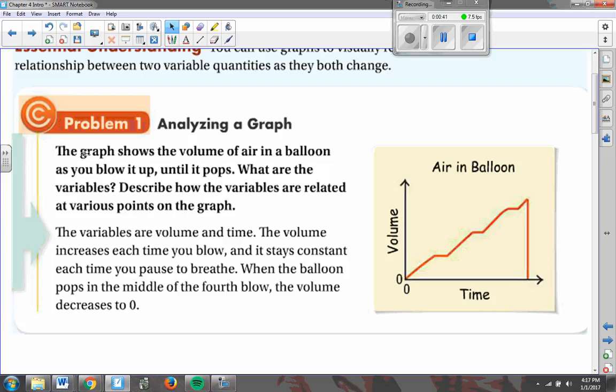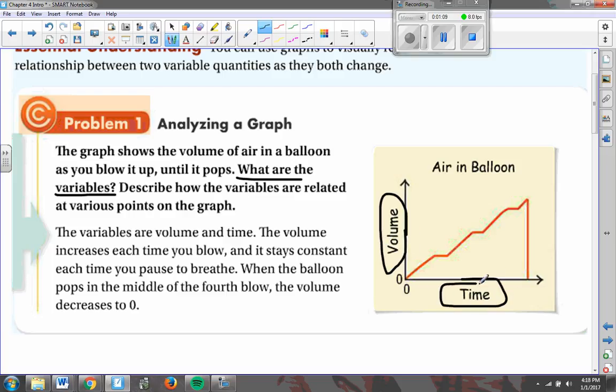Okay? So here we're told that the graph shows the volume of air in a balloon as you blow it up until it pops. What are the variables? Describe how the variables are related to each other at various points on the graph. Well, the nice thing is that first part of the question, what are the variables, is answered very easily from this graph picture over here. The variables are always the labels on the two axes. So in this case, your two variables are time and volume of air. So we would say the variables are volume and time. Okay? That's the easy part of this.